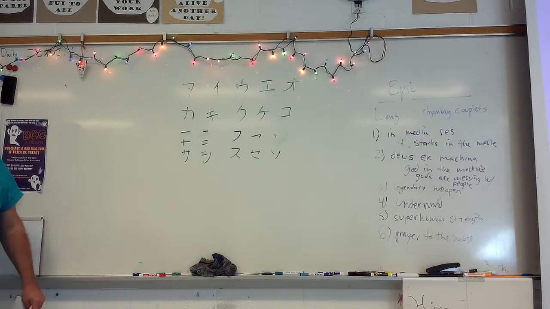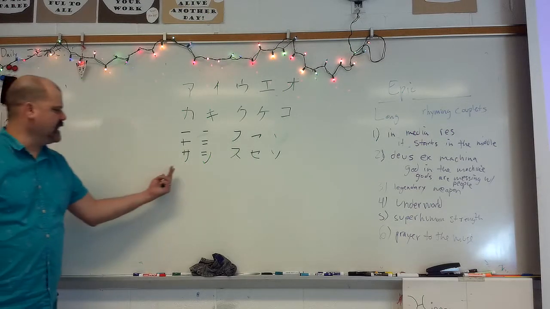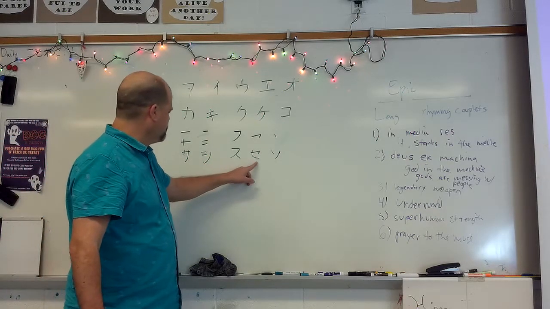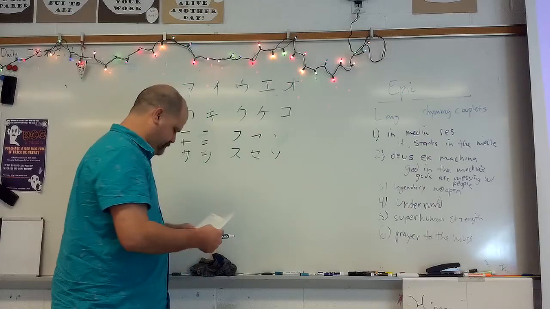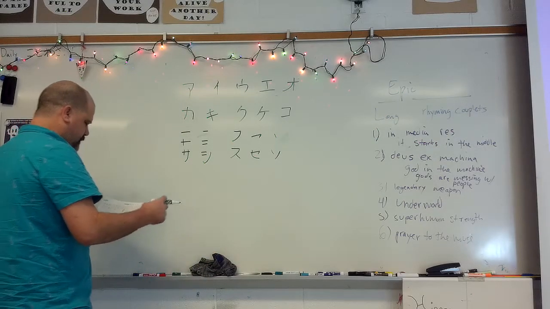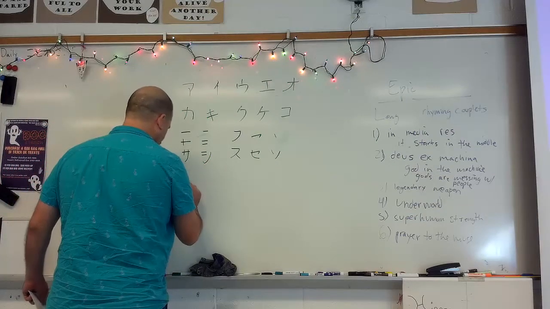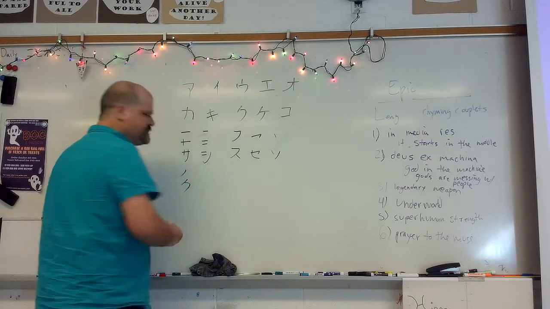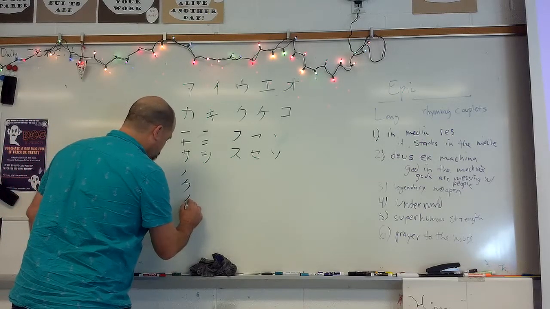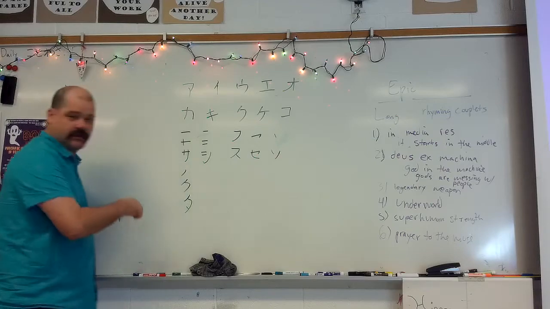All right. So let's say this together. Sa, shi, su, se, so. Okay, and then ta, chi, tsu, te, to, right? So ta is ku with a little mark. Right? That's all it is. Ta is ku with that little mark there.